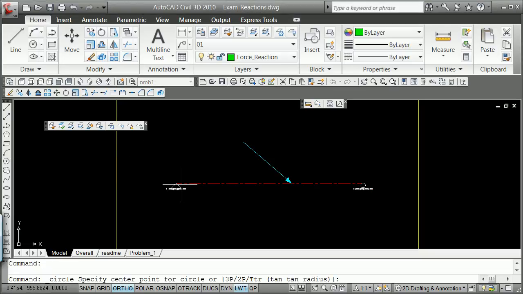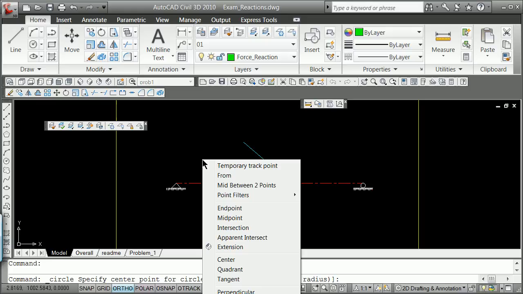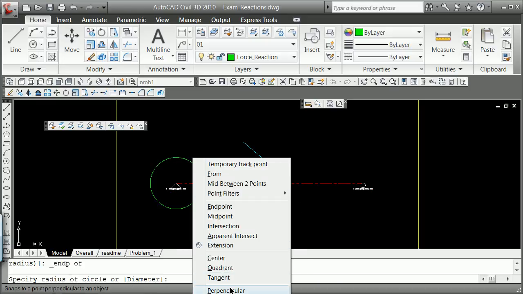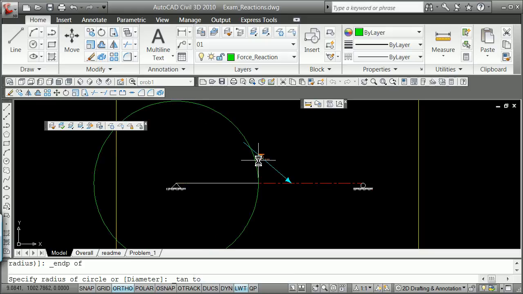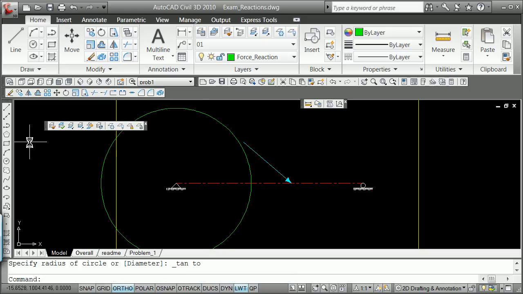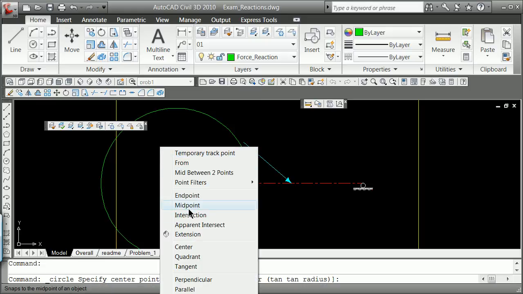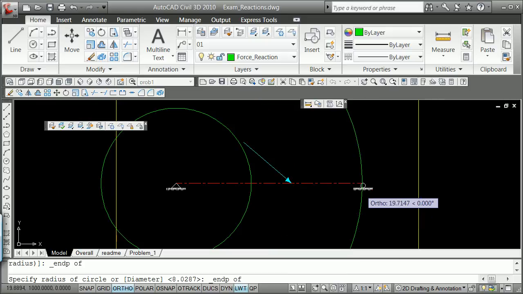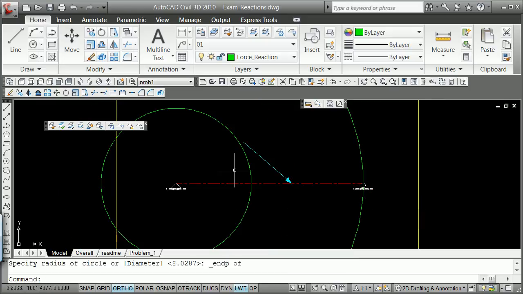If you want to think, instead of force times orthogonal distance, you might want to think just the size of the circle. So I'm going to draw a circle here, shift right click from the end point of there, shift right click tangent to that line there and that circle there, and then another circle, shift right click from the end point and to the end point there. And the ratio between those two circles is our ratio of moment arms. I'll show you how that works.